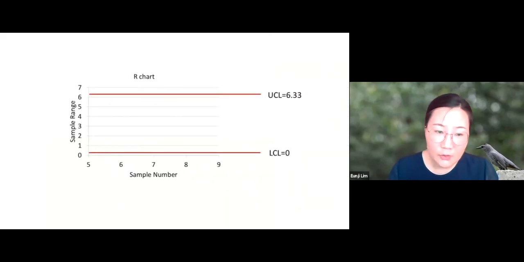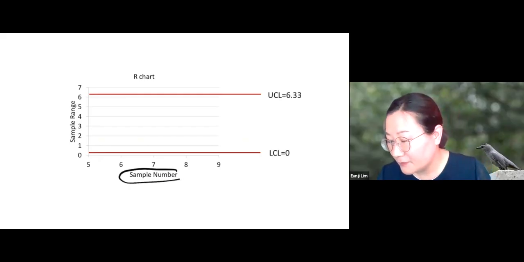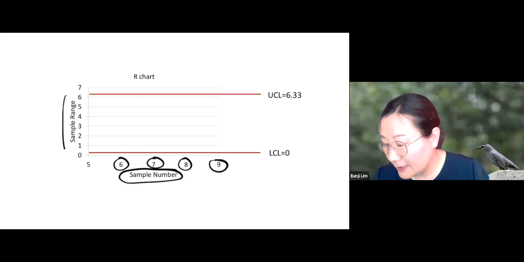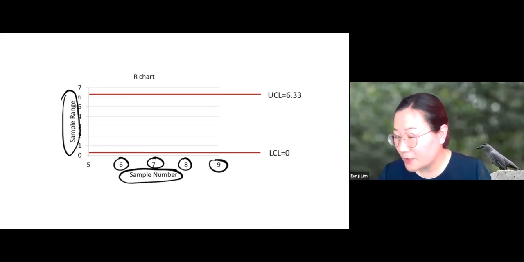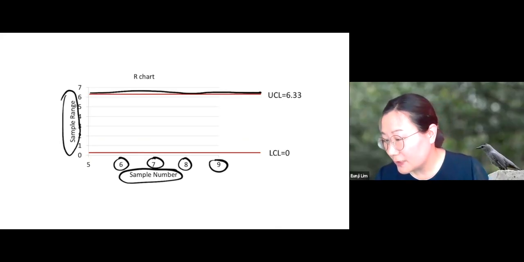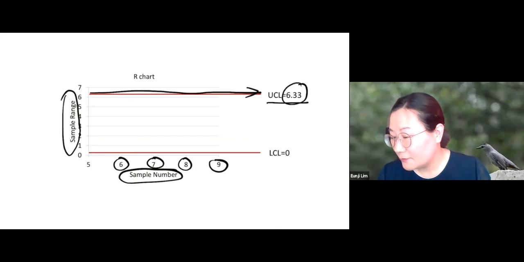Now let's draw the R chart. On the x-axis, you have the sample number 6, 7, 8, 9. On the y-axis, you have the sample range. We have two horizontal lines. The upper control limit is 6.33 and the lower control limit is 0.